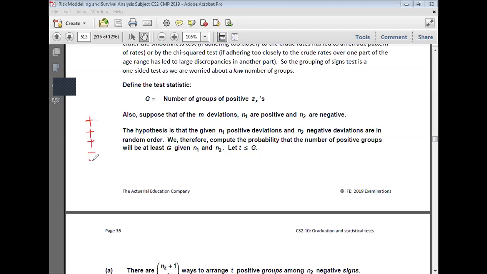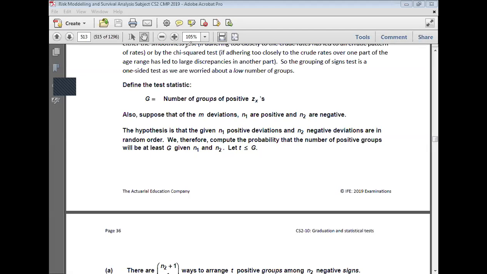So let's say I have 6 observations. Here I observe one positive group, right? And let us say if I have something like this, then I observe 2 positive groups. Or if I have something like this, then I observe 3 positive groups. So this is how I'm trying to group. And now what I want to figure out is the probability that I will observe 2 groups, or 3 groups, or 1 group, and how can I do that?